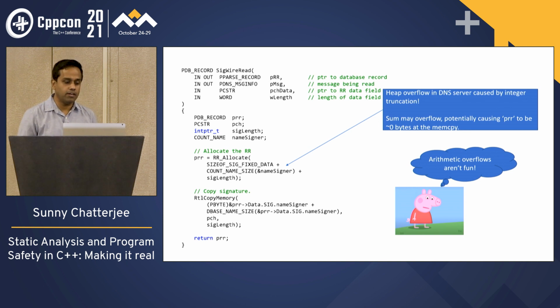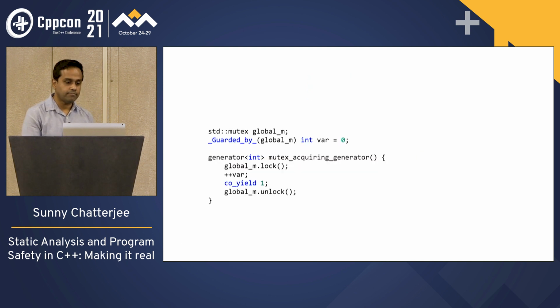And we have a checker that detects all these arithmetic overflows that get used in allocation. And we have received pretty good feedback from the security team, and we plan to make this available in GitHub and Visual Studio in the future.